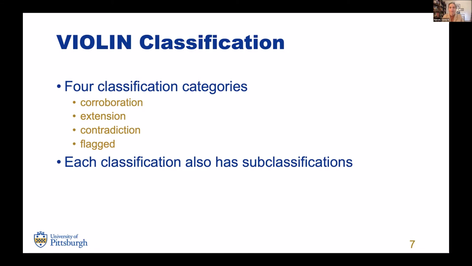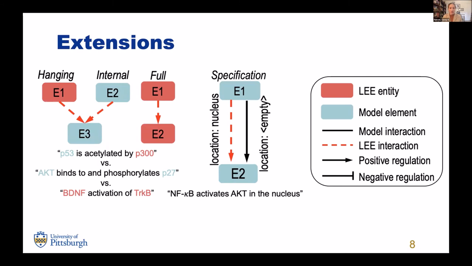For the purpose of this talk, since we're focusing on extensions, we'll go over the four subclassifications of extensions: hanging, internal, full, and specification. In a hanging extension, one entity from the LEE is already found in the model. In an internal extension, both entities from the LEE are found in the model, but the model does not already represent a relationship between them. In a full extension, neither entity from the LEE is represented in the model, although one of the entities may be found in a hanging extension elsewhere in the LEE set. Finally, we have a specification, which is a type of extension which introduces new details to an existing model interaction. For instance, the LEE may provide the location of the interaction, or it may provide the exact mechanism of the interaction between the two entities.